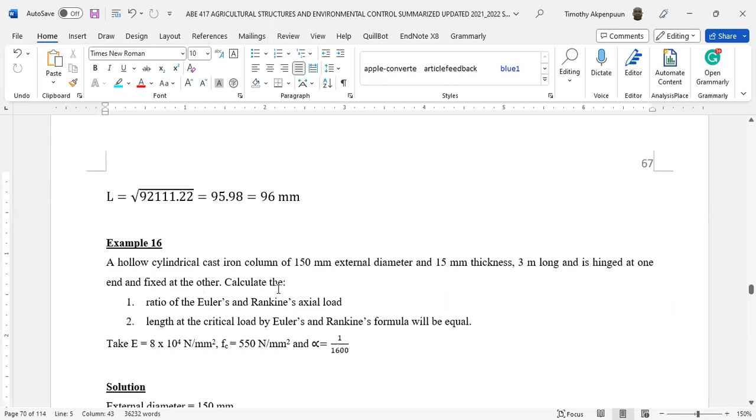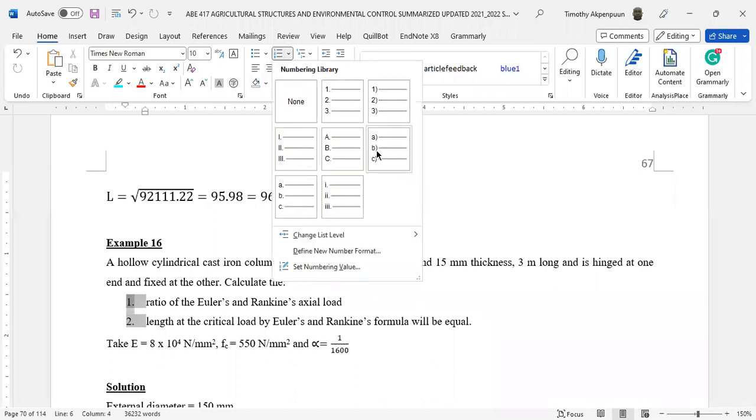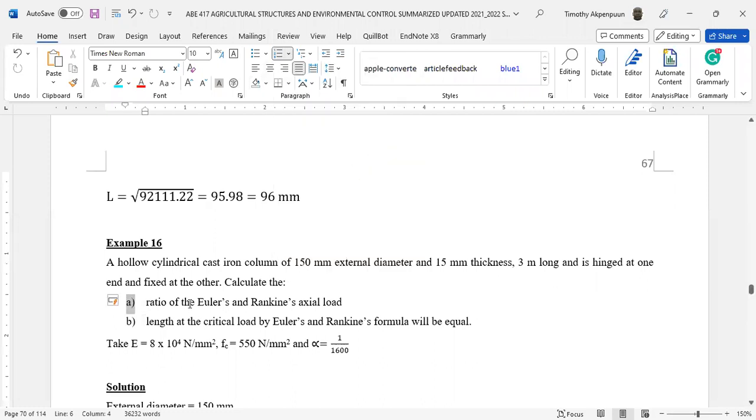Calculate the ratio of A, the Euler's and Rankine's axial load. B, the length at which the critical load by Euler and Rankine formula will be equal.